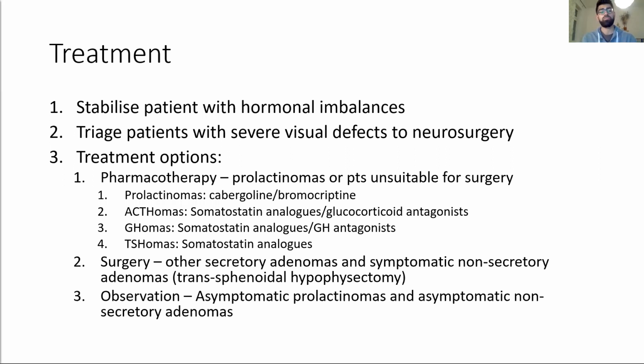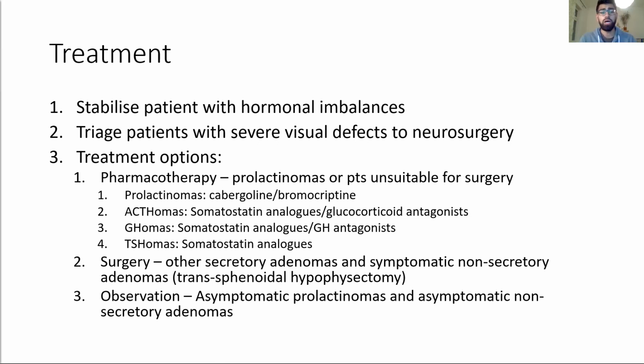And for treatment, first and foremost, will obviously be to stabilize the patient. So if there are any hormonal imbalances, we can try and correct this. We need to triage them, obviously, to neurosurgery if there are any severe visual defects, any alarming red flag symptoms. But in terms of the treatment, there are really just three options we have. So pharmacotherapy, surgery, and just observation. So pharmacotherapy is typically used for prolactinomas or those who are unsuitable for surgery. So it's like a second line really for those patients who are unsuitable for surgery.